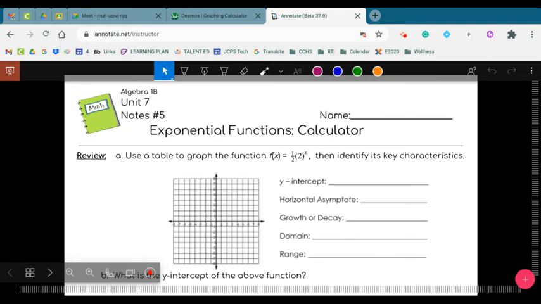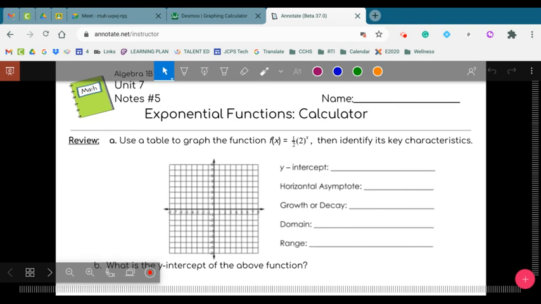Okay, today we're going to cover Unit 7, Notes number 5. So today we're going to talk about our calculator application problem. Now, I'm going to show you how to do it on Desmos. However, it's going to be kind of tricky. We're going to do it more with the graphing calculator in class. So the first one is kind of review.